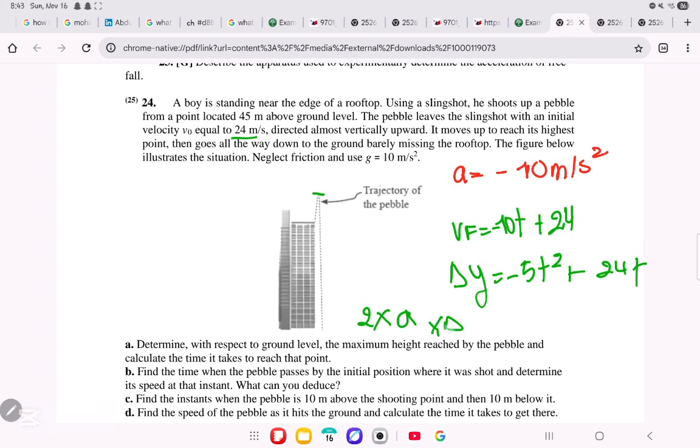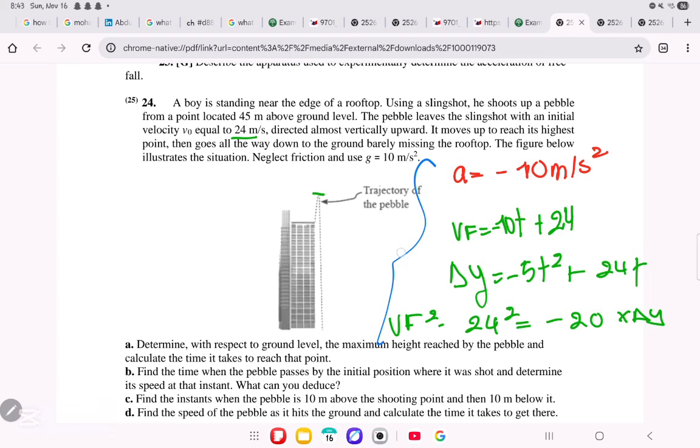That means, how much is v final? V final squared minus 24 squared is equal to what? It is equal to 2 times acceleration, which is minus 10, times delta y, so minus 20 delta y. Basically, by using the regular equations, we got some equations that are going to make our life easier. So now, determine the maximum height.